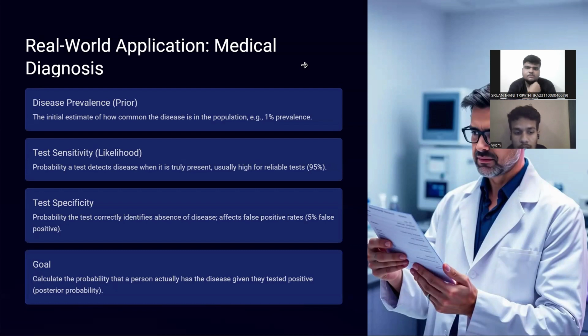Finally, we have a goal that is to calculate the probability that the person actually has a disease given that they are tested positively. Now, moving on to the next slide.